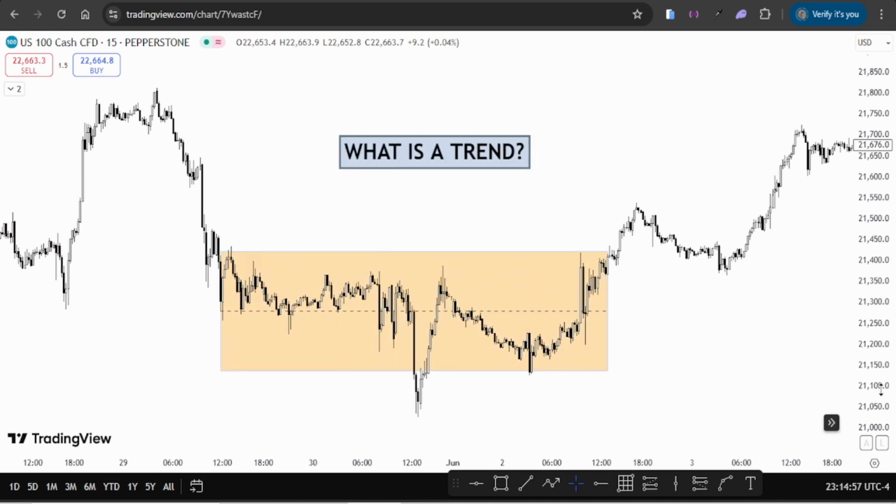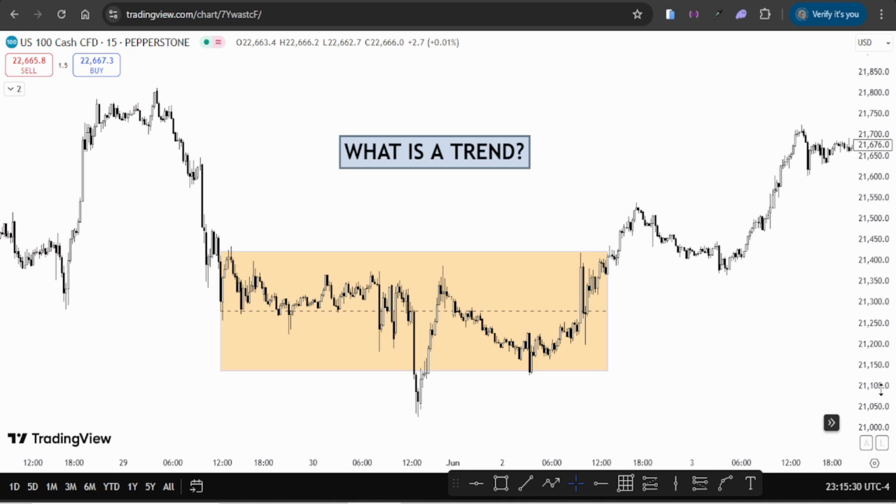First, what is a trend? A trend is the general direction the market is moving over time. It is either moving up or moving down or moving sideways. An uptrend is equal to higher highs and higher lows being formed. A downtrend is equal to lower highs and lower lows being formed. And a ranging or sideways market is where price is moving in a horizontal zone. The market is stuck in a box.